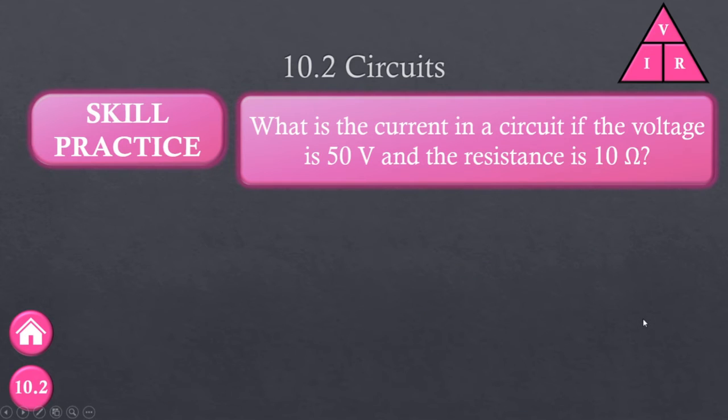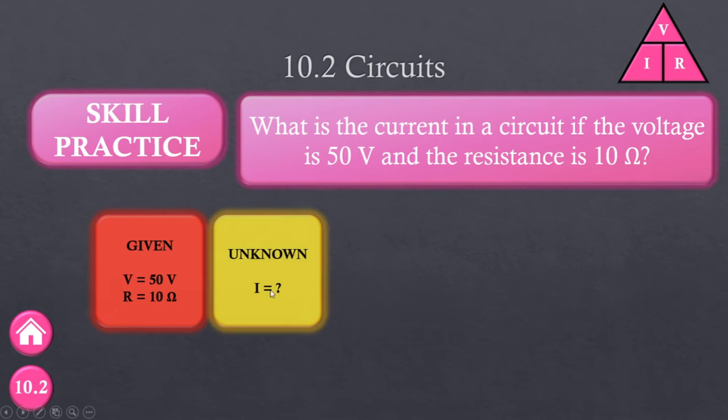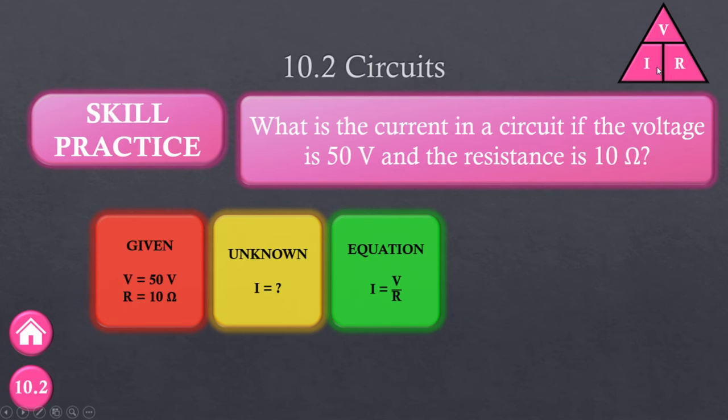Let's take a look at a couple of practice problems using Ohm's law. What is the current in a circuit if the voltage is 50 volts and the resistance is 10 ohms? So we have been given that the voltage is 50 volts and the resistance is 10 ohms. We're being asked to calculate the current, I. So we'll need an equation that gives us I when we know V and R. And according to our triangle, I is equal to V divided by R.